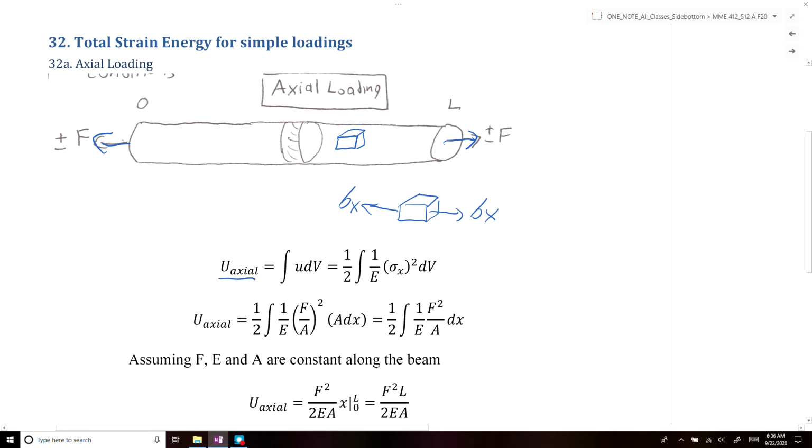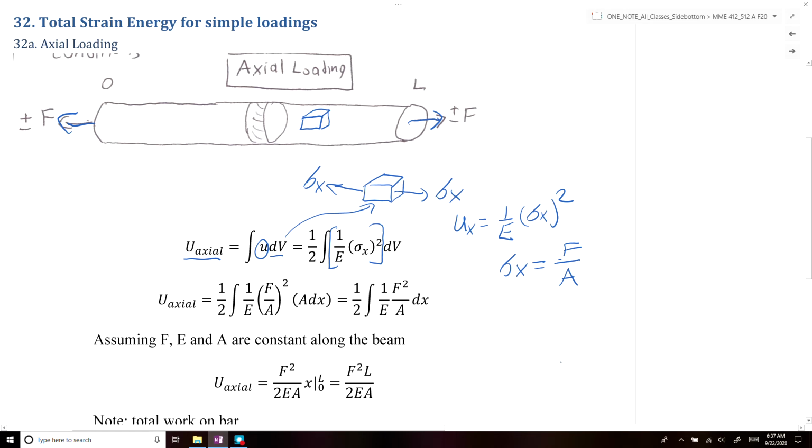Okay, so we can say that the total strain energy in the axial direction would be equal to the integral of the strain energy over that volume element. We can plug in from earlier in the lecture. We know that the strain energy in the x direction would be equal to 1 over the elastic modulus times sigma x squared. We can then plug in for sigma x for an axial stress. We know that sigma x is just equal to the force over the area.